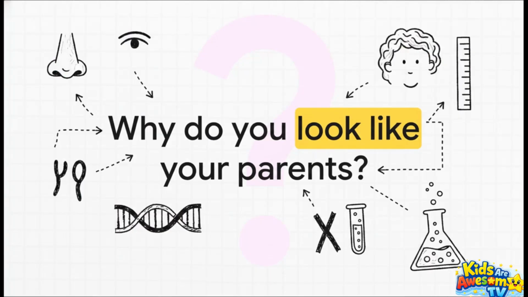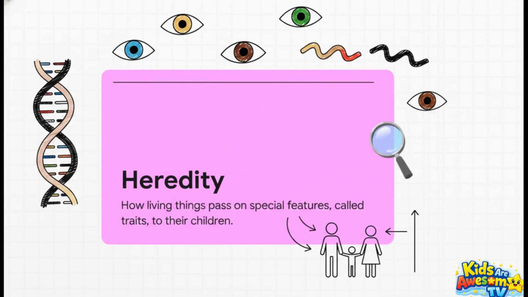I want you to take a second and really think about a huge question. Have you ever wondered why you look like your parents? Why might you have your dad's nose or your mom's curly hair, or maybe even your grandfather's height? I mean, you aren't an exact clone of your parents, but you definitely share pieces of how they look. Why does that happen? Well, it's not magic, it's science. This all happens because of something called heredity.